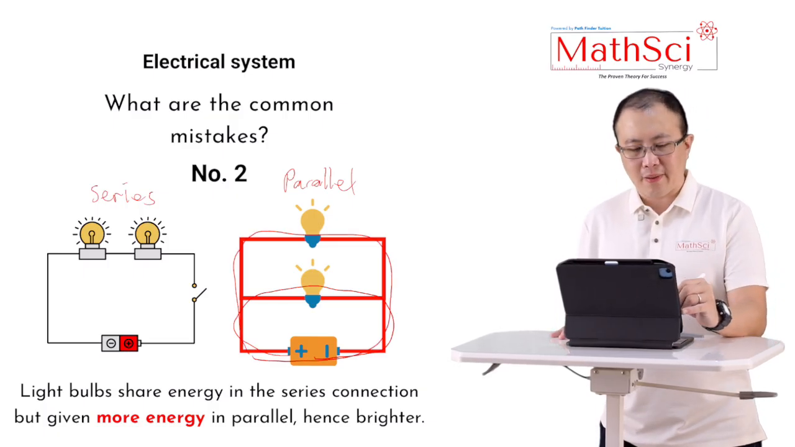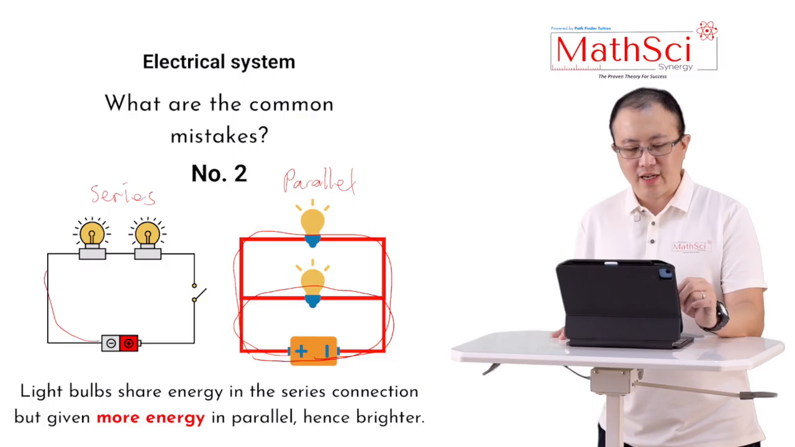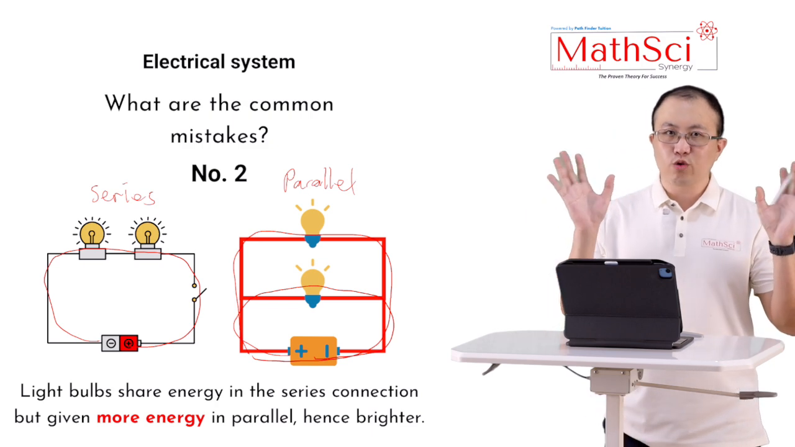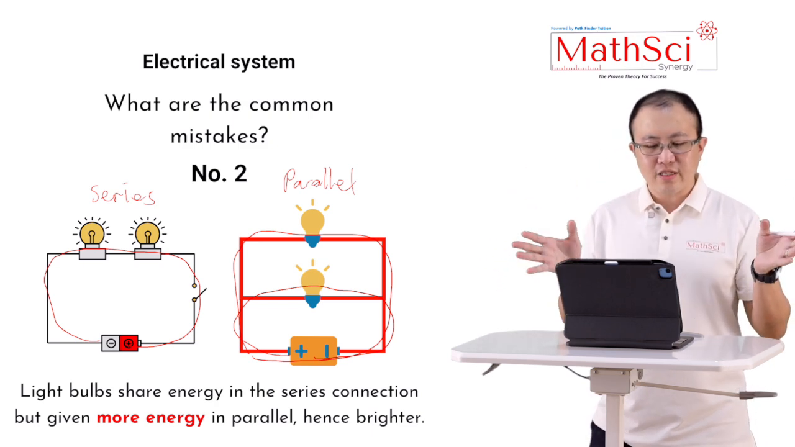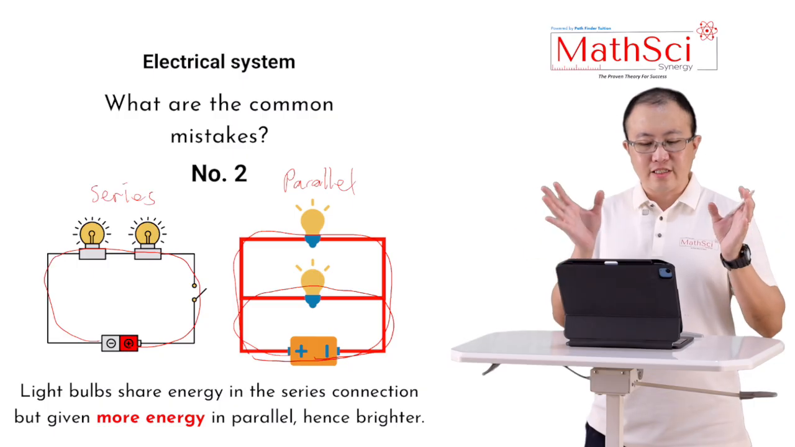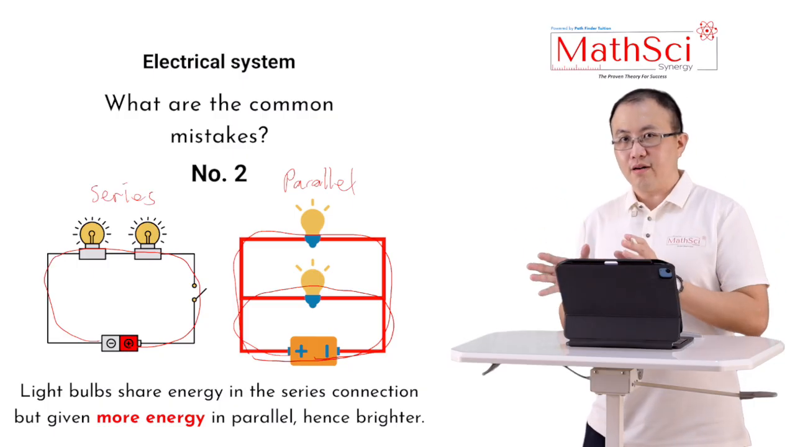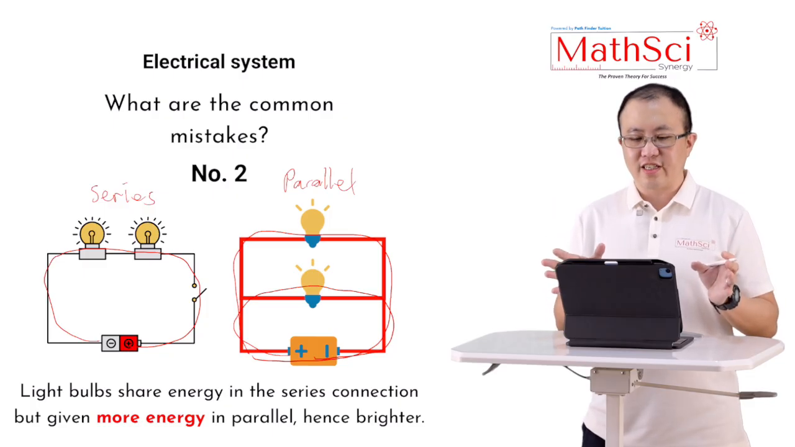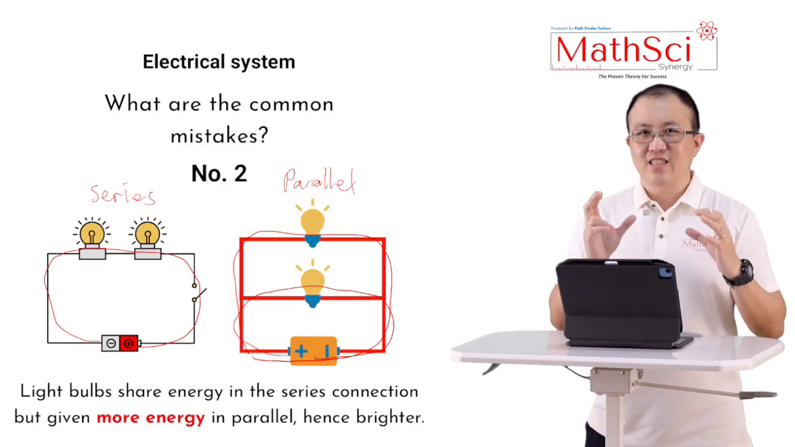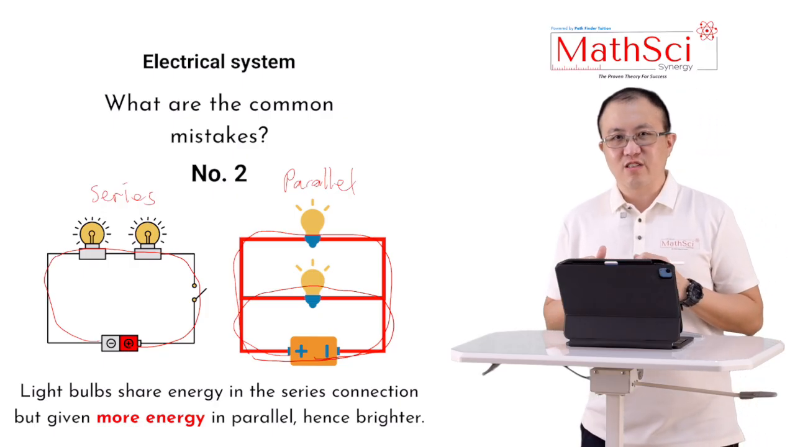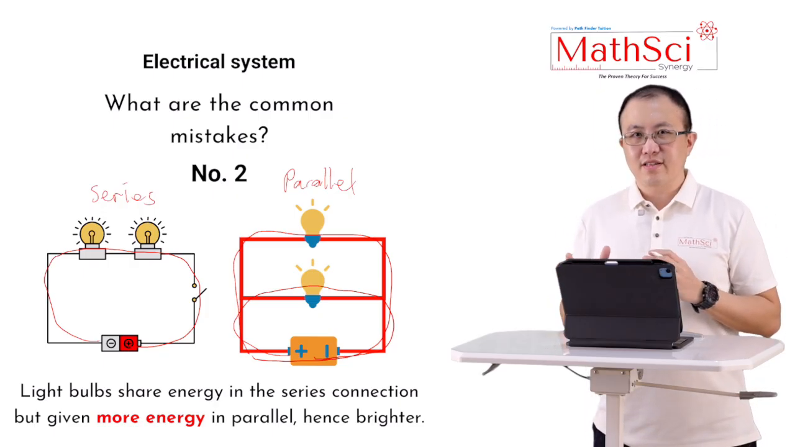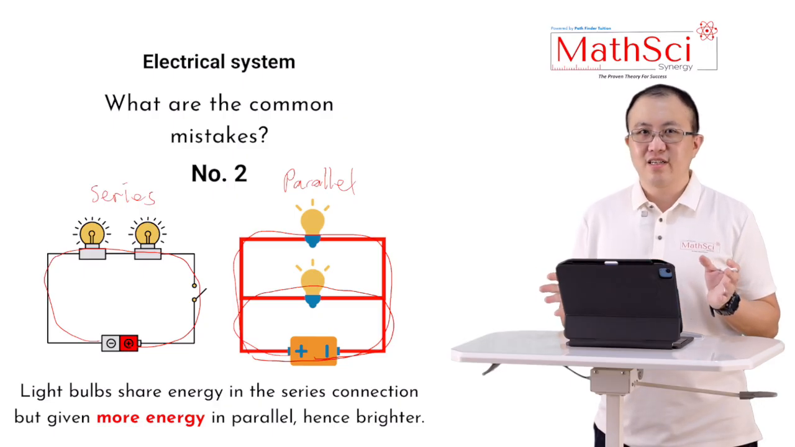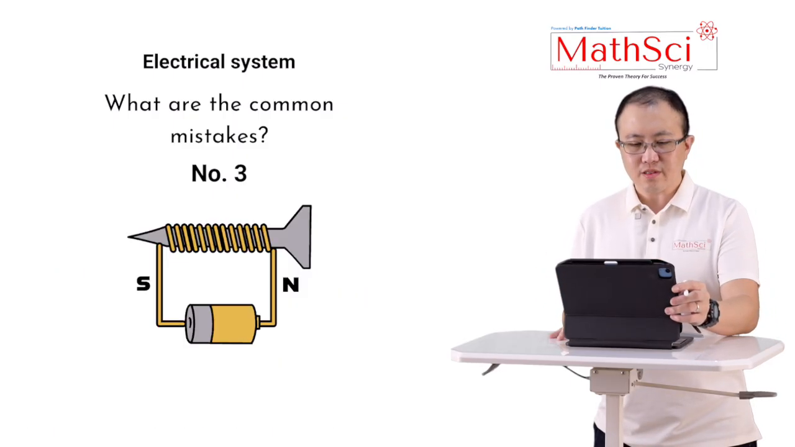On the other hand, in a series connection, there is only one round that the energy will go, and it has to supply 2 light bulbs. As a result, the light bulbs share energy in series, but in parallel, they are each given more energy because the path is individual. So when connected in parallel, the light bulbs will become brighter. Please remember that it's not that it doesn't matter; there actually is a difference.